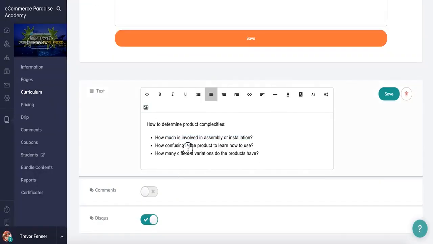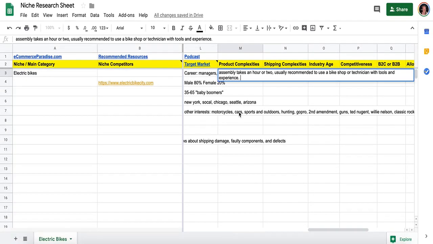Next thing we're going to do, how confusing is a product to learn how to use? We kind of went over that in that video as well. Product does have some weird things about it, and the more expensive models are probably more confusing, right? They have displays and stuff like that, so it has many different features, but for the most part, they're plug and play. So there's no crazy programming they have to do to make it work. It's just turn it on and go.